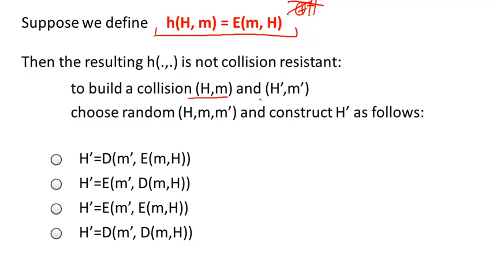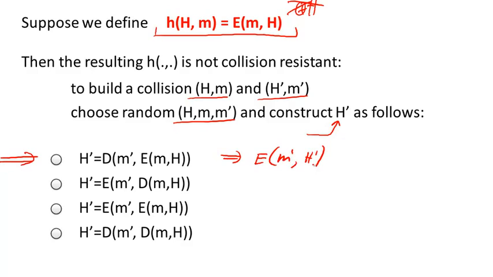So we're trying to build a collision, namely a distinct pair (h, m) and (h', m') that happen to collide under this little function h. And my question to you is, how would you do it? I'm already going to tell you that you're going to choose h, m, and m' arbitrarily. The only requirement is that m and m' are distinct. Then my question is, how would you construct an h' that would cause a collision to pop out? So the answer is the first choice, and the easy way to see it is if we apply the encryption function using m' to both sides, then we get that this is basically E(m', h').